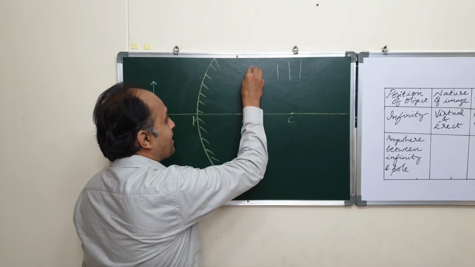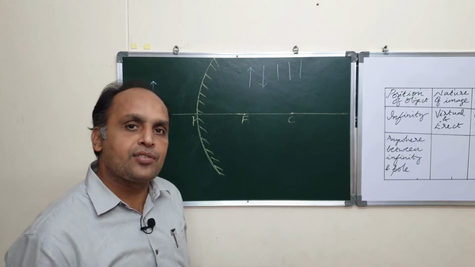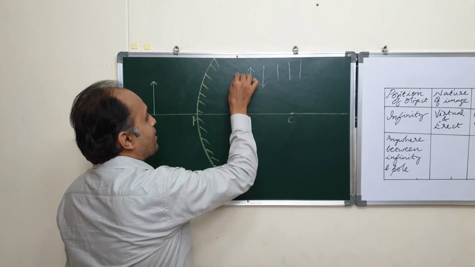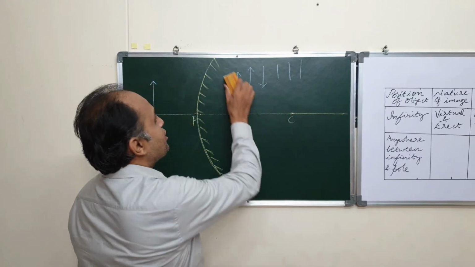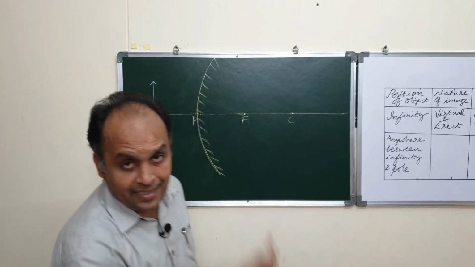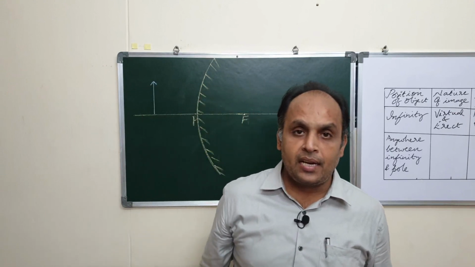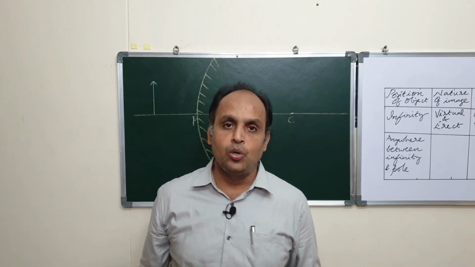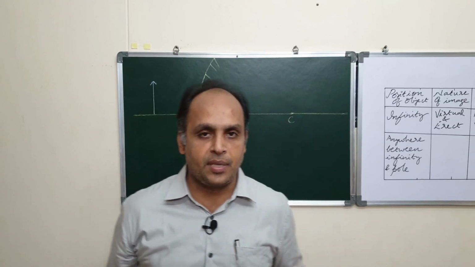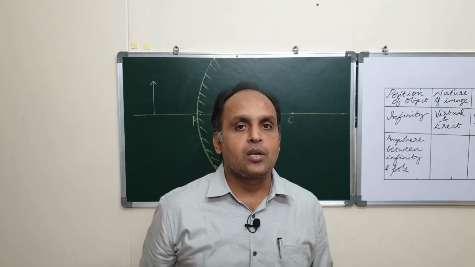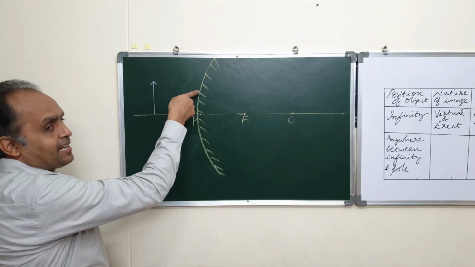Suppose if the object is like this and the image is like this, you can make out that the image is inverted. And if the image is like this, you can make out that the image is erect. So that is the reason why we show the object with a head and a tail. Now from the object, infinite number of rays come and hit the mirror. But we cannot show all those rays of light. So we will only show 2 or 3 rays for simplicity or to avoid complexity. Okay. So we will draw 2 rays coming from the object and hitting the mirror.